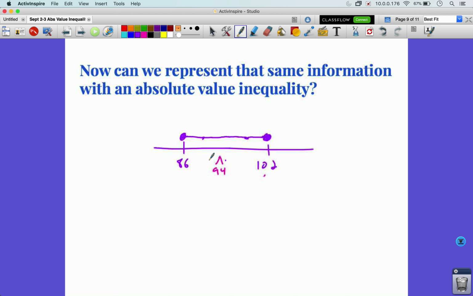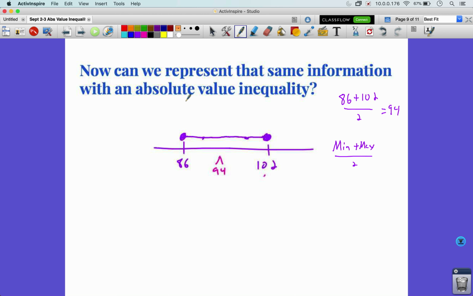Okay, so I did fill in something else extra here, and that's the midpoint. Halfway between 86 and 102 is 94. How could I find that if I wasn't sure? Well, you can just average the two. 86 plus 102 divided by 2. That becomes a 188. 188 divided by 2 is 94. All right, so I'm just going to write that as a formula. It's min plus max divided by 2.